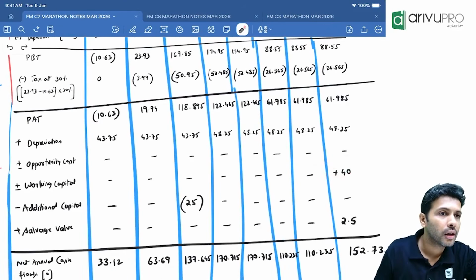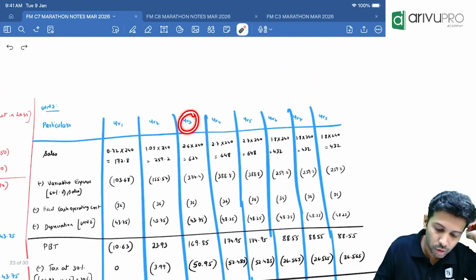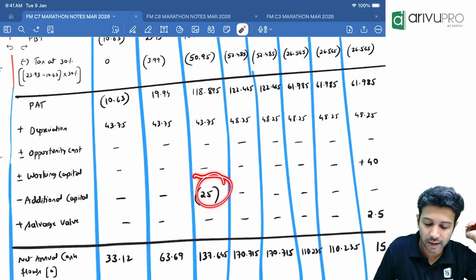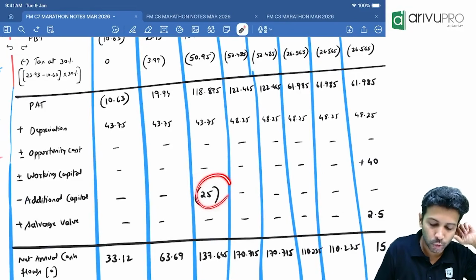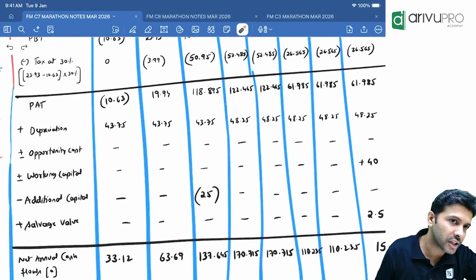Yes, sir. And then A for additional investment. There, you bought a new asset. When? Third year ending. How much? 25 lakhs. Third year ending, you bought a new asset by investing 25 lakh. Coming in or going out? Outflow. So, negative. Yes, na?